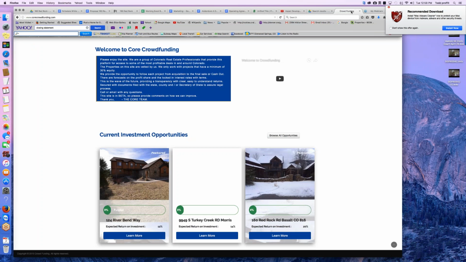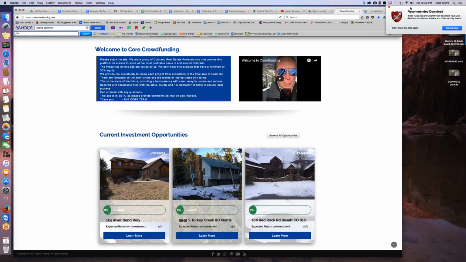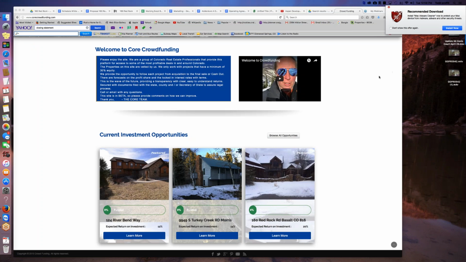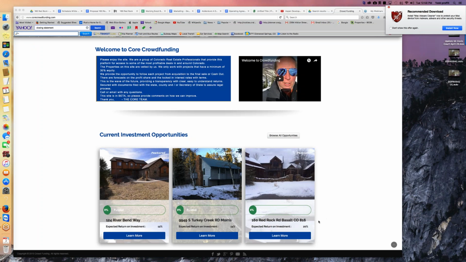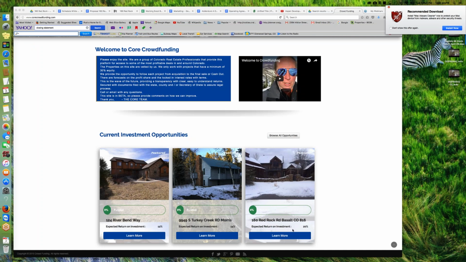Let me show you the website here. This is the website that we are using to fund some of our properties and investments with our associates. You can see this is the property we're looking at today, 160 Red Rock in Basalt. You can go to the crowdfunding site and take a look if you'd like.